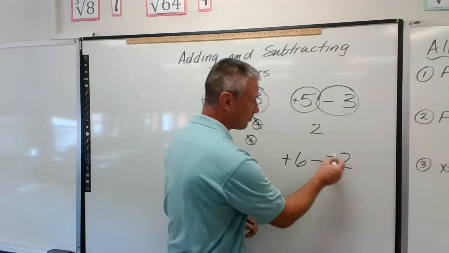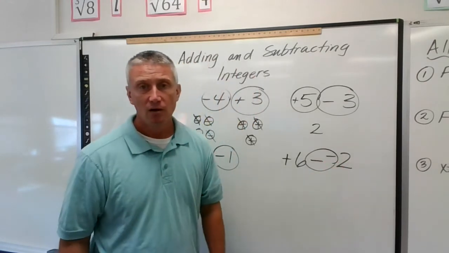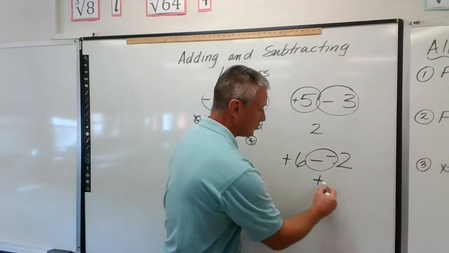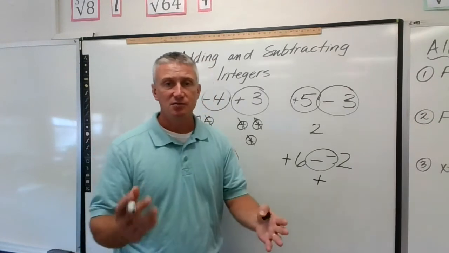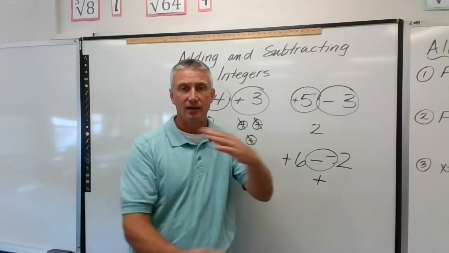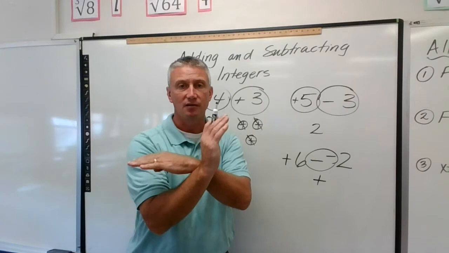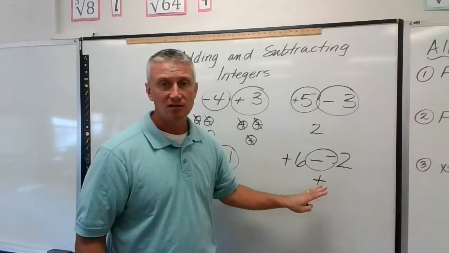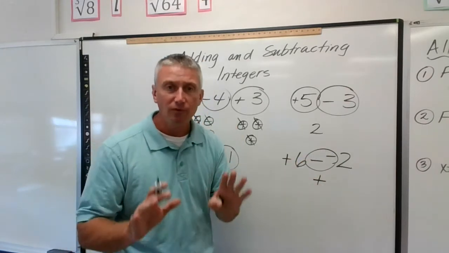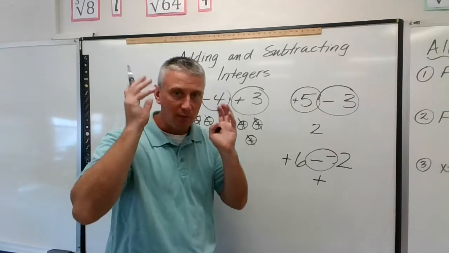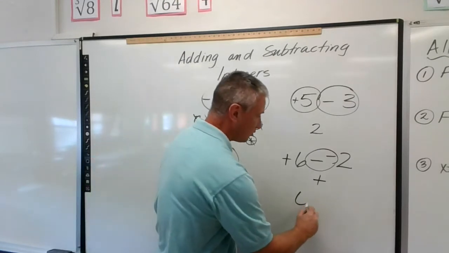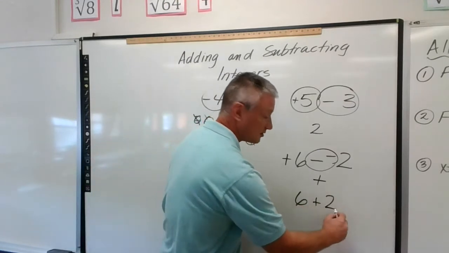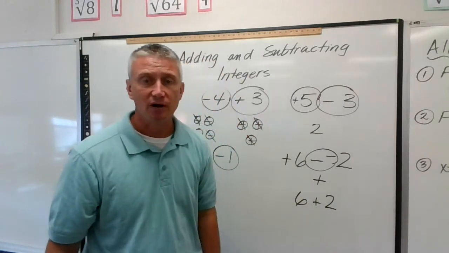These two symbols, if they are ever together, will always turn into a positive symbol. I just remember those two this way, and then they crisscross and they become positive. If you see that, that's what this has to turn into. It's the only thing you'll have to remember if you can remember these positives and negatives. So we will have 6 plus 2, and 6 plus 2 obviously gives us 8.